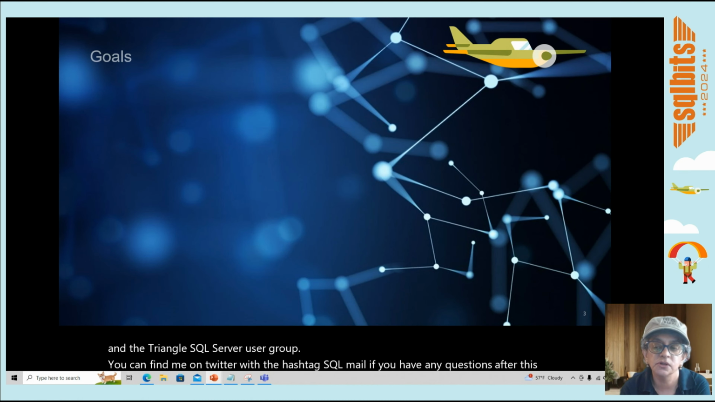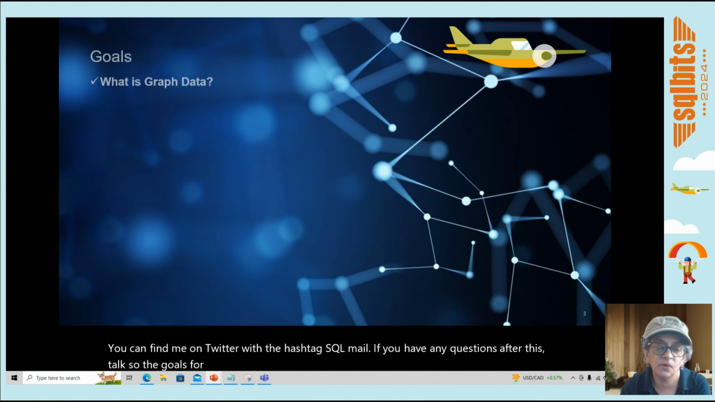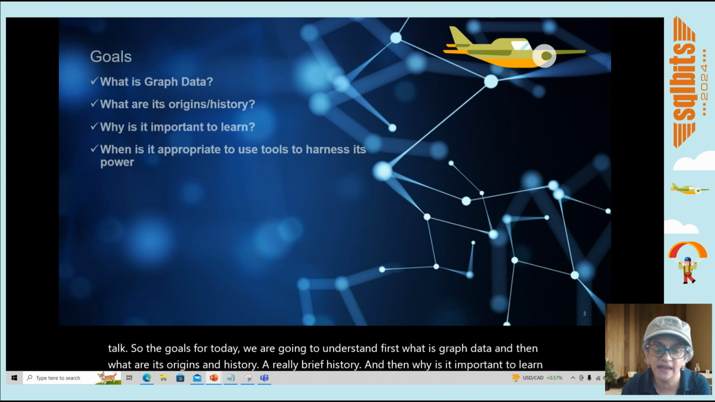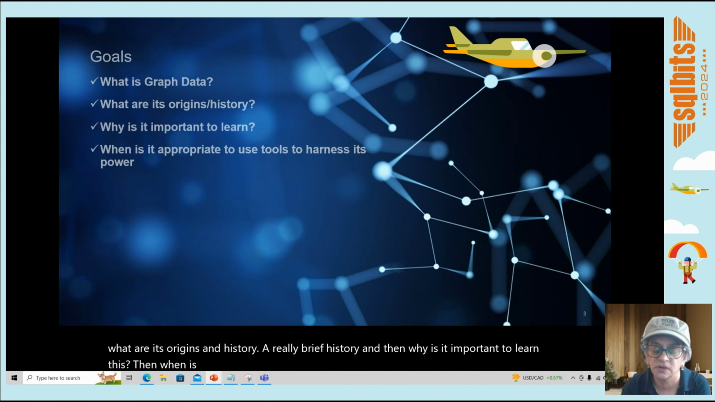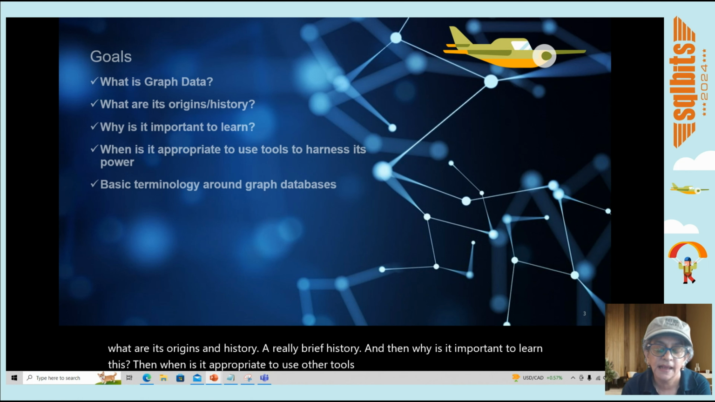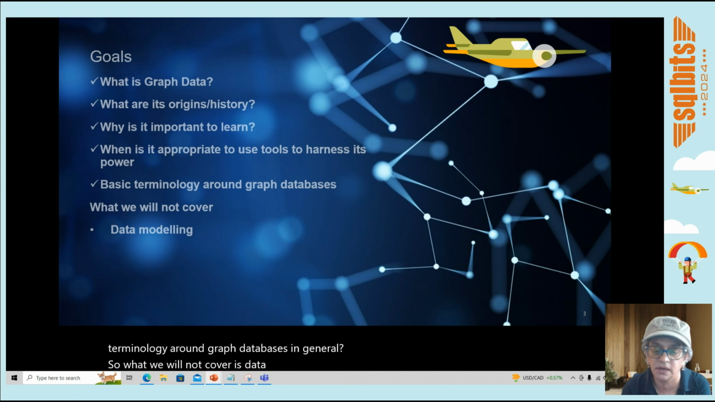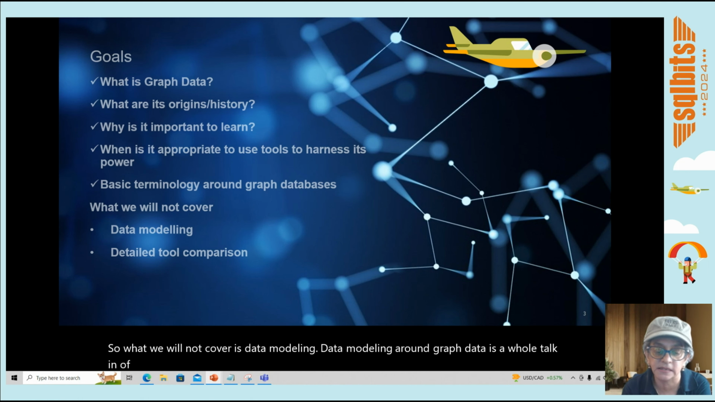So the goals for today: we are going to understand first what is graph data, and then what are its origins and history, a really brief history, and then why is it important to learn this, then when is it appropriate to use other tools to harness its power, and the basic terminology around graph databases in general. So what we will not cover is data modeling. Data modeling around graph data is a whole talk in and of itself, and a detailed tool comparison of what's available in the market. We are just not going to have time for this in 20 minutes.